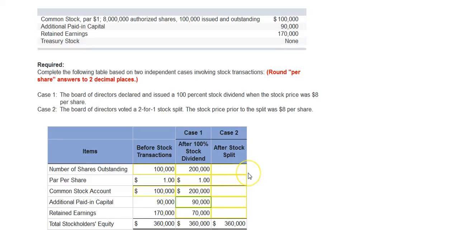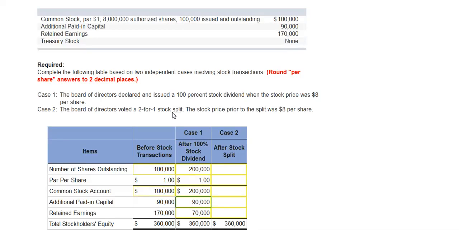With the stock split, the account balances don't change at all. What we do is we call in all the outstanding shares and we reissue new shares by whatever multiple is specified. In case 2, the board of directors voted for a 2-for-1 stock split, and the stock price prior to the split was $8 a share.